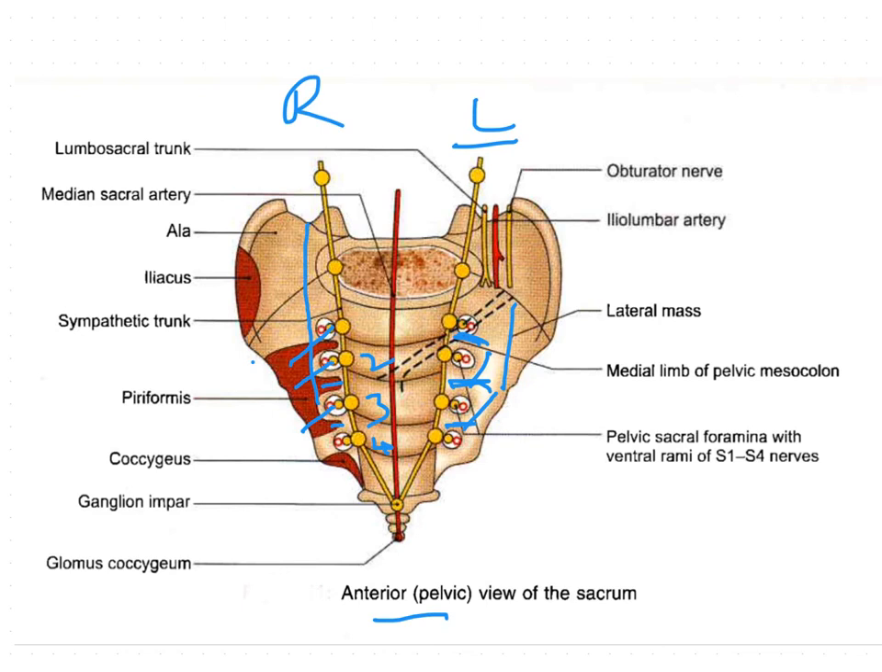So what are the relations here? We have seen some of the relations on the base from medial to lateral. The same structures which are passing on the base are also related here. The first one is the sympathetic trunk, which lies along the medial side of the pelvic sacral foramina. So here you can see the sympathetic trunk, that is the yellow one. Yes, this one is the sympathetic trunk.